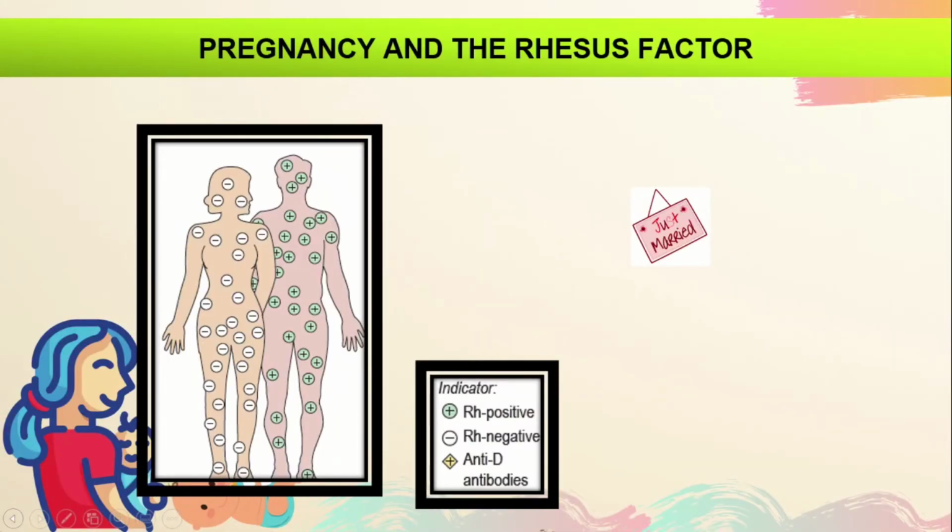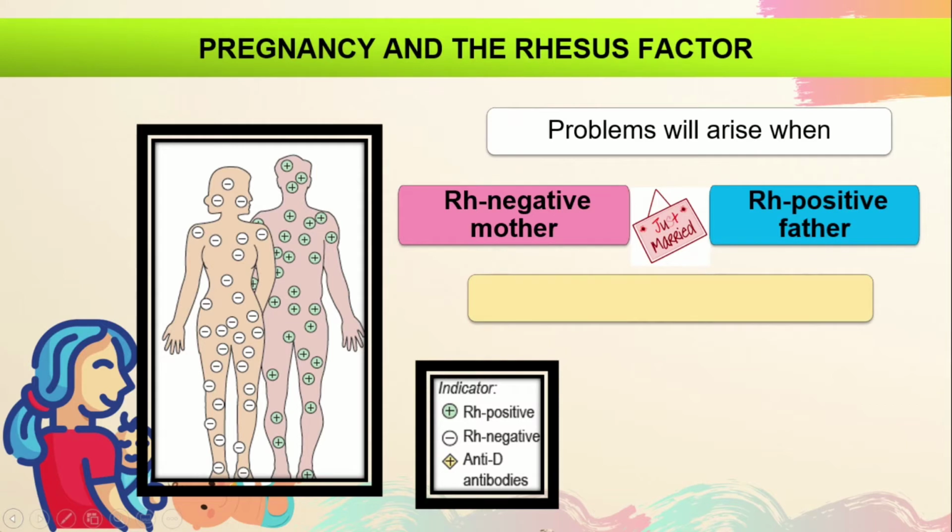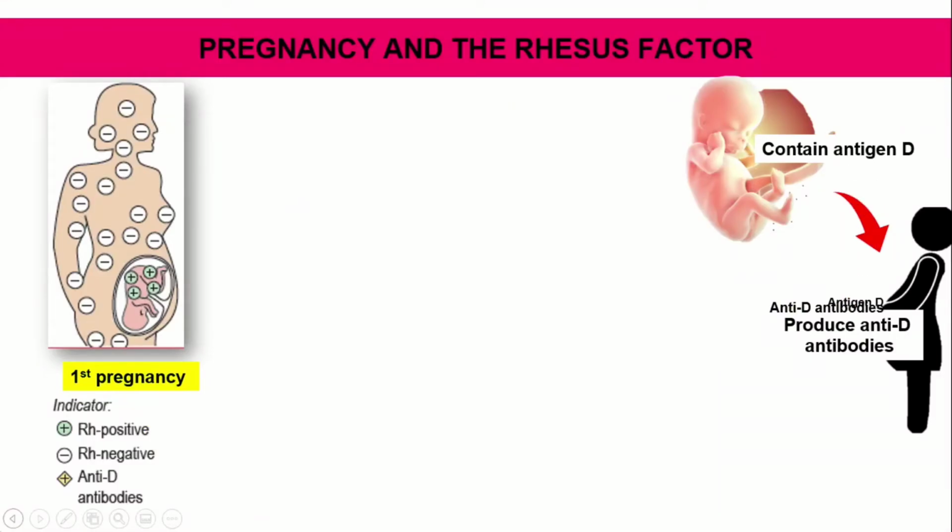This is the pregnancy and the rhesus factor. The problem will arise when a rhesus negative mother is married to a rhesus positive father. Then the woman gets pregnant and the fetus is rhesus positive.